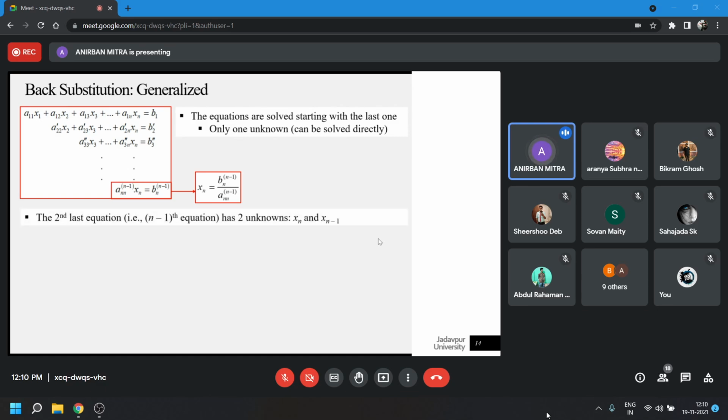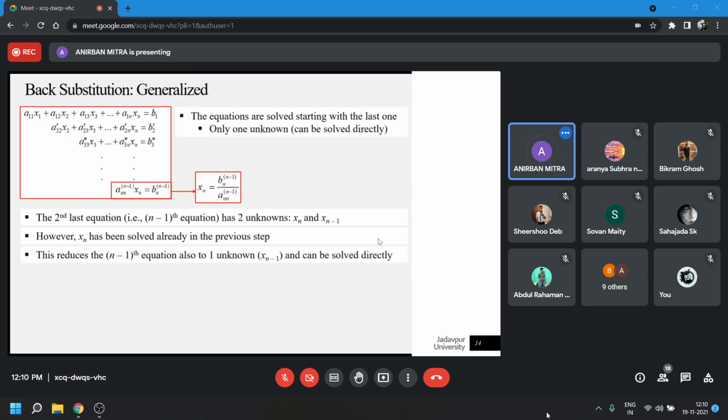Now the second last equation, that is the n minus 1th equation, has two unknowns, xn and xn minus 1. And one of them is already known. Xn has already been calculated in the last step, that is the previous step. So that reduces the n minus 1th equation also to one unknown only. And again, it can be solved directly. And this happens for all the previous equations as well.